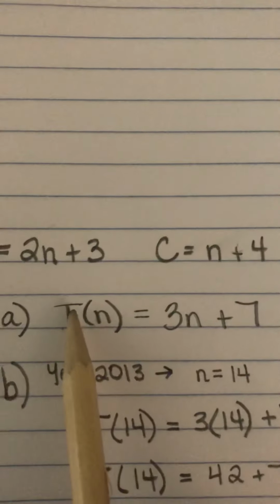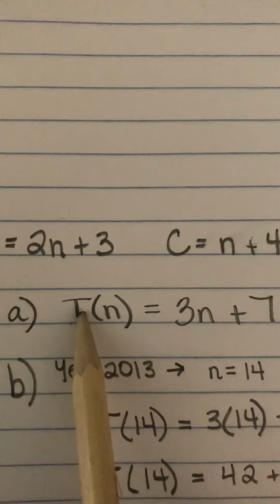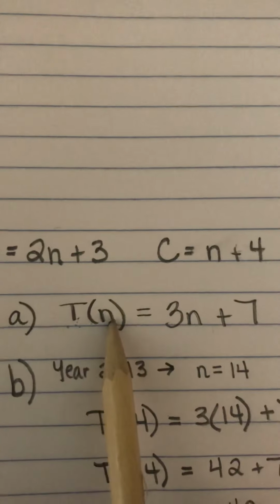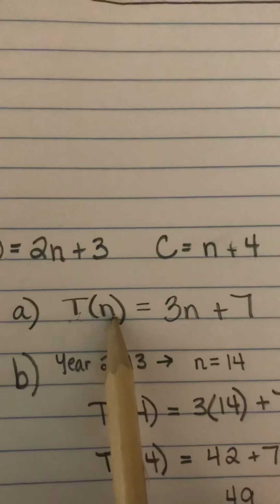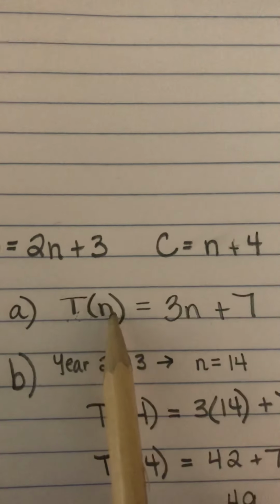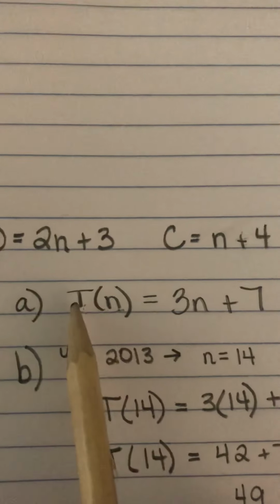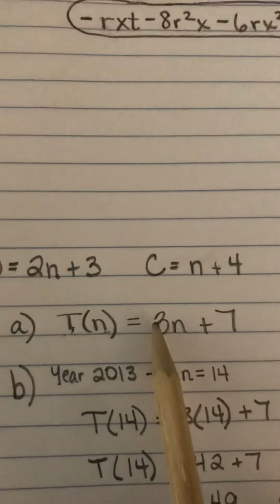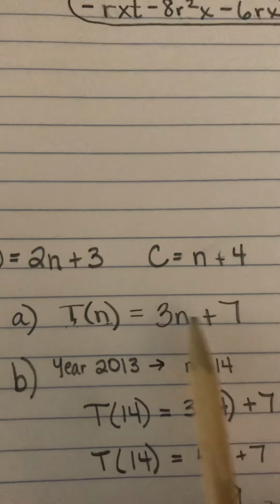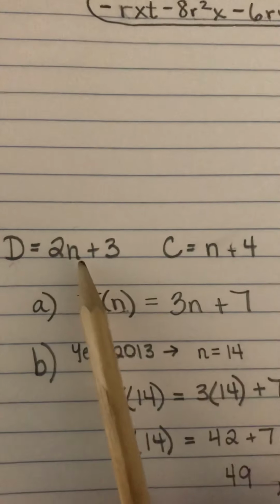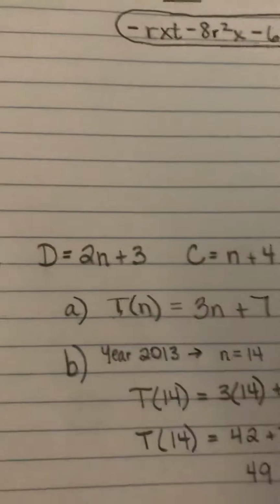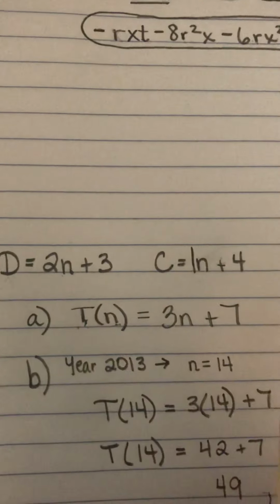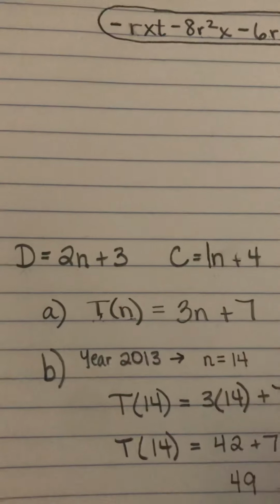Remember, function notation: it asks you to write a function. The best answer would be to write it like this: T of N. N is the variable, that's why N is being used. And then they told you to use T to represent the total number. So 3n plus 7, that came from you combining the like terms up there for dogs and cats. There's 3 n's, because this would be a 1n, and then 3 plus 4 would be the plus 7.